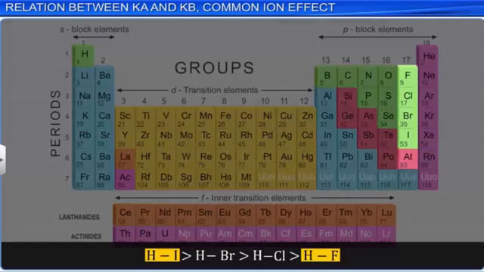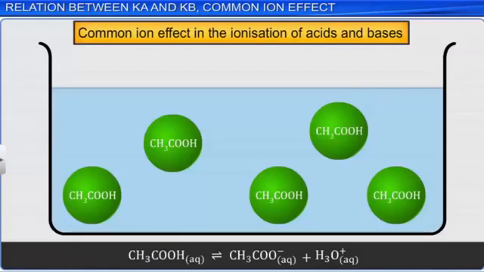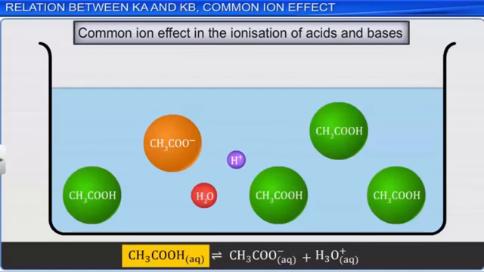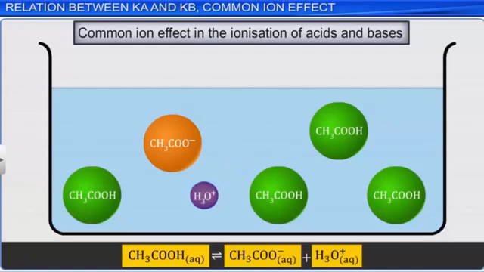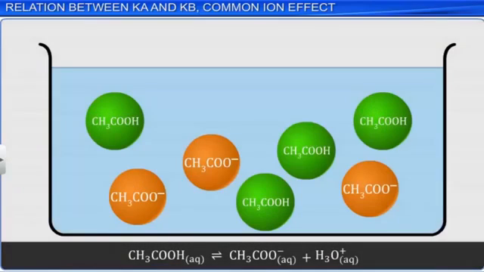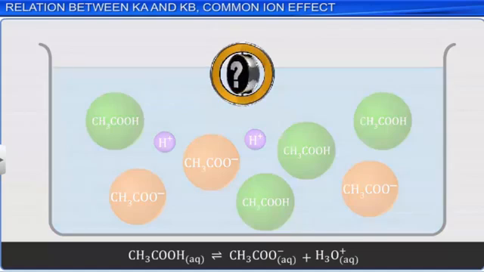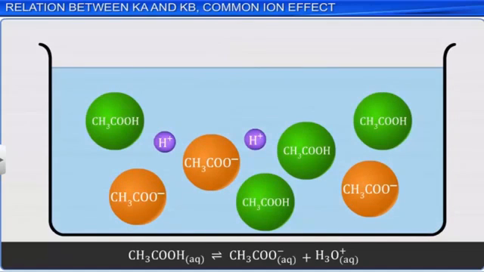Consider the dissociation of acetic acid in water. The equilibrium for this dissociation may be represented as CH3COOH aqueous in equilibrium with H+ aqueous plus CH3COO- aqueous. Suppose you add a strong electrolyte such as HCl, which furnishes H+ ions to this equilibrium. What do you expect? Following Le Chatelier's principle, this equilibrium will be shifted to the left, suppressing the ionization of acetic acid.